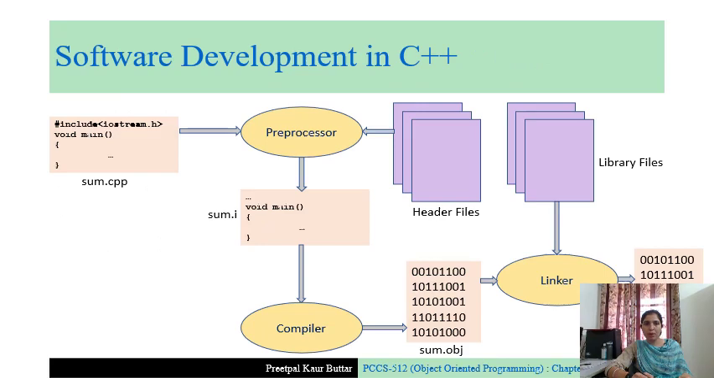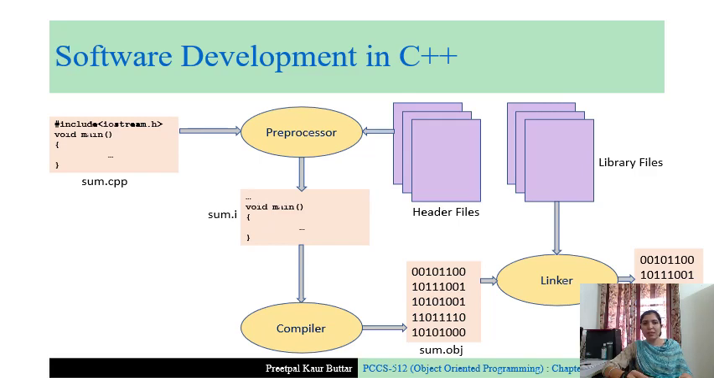Okay. Now we will understand the process of software development in C++ with the help of this diagram. Initially we have a program or the source code which is written using the C++ language. For example, here the program name is sum.cpp. Remember, .cpp is the extension of the source code of C++ programs.